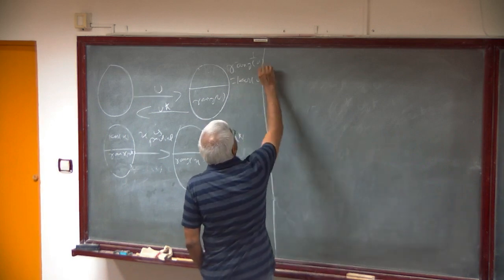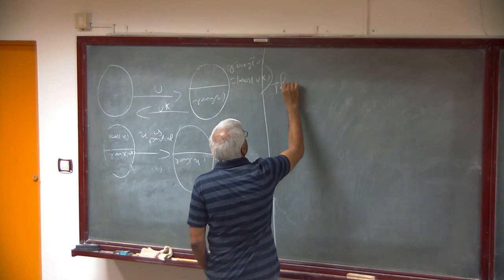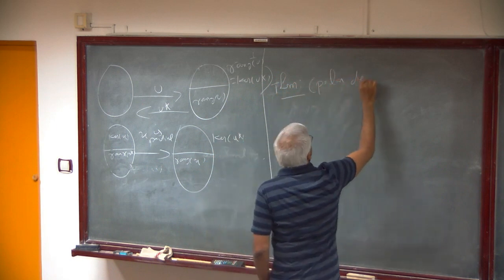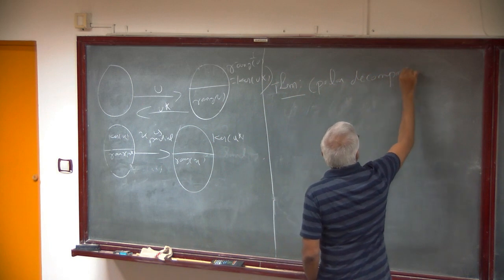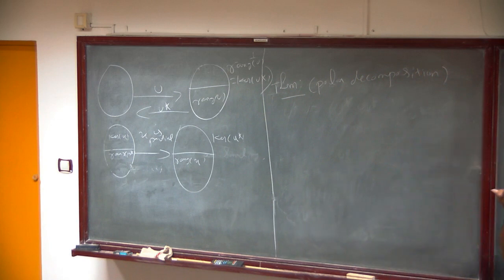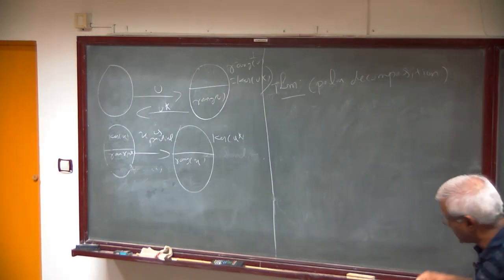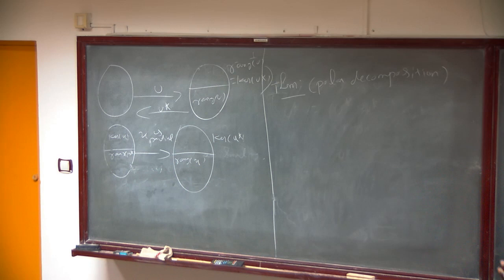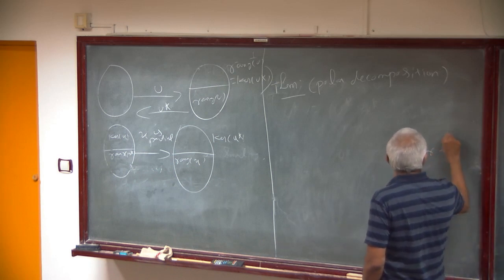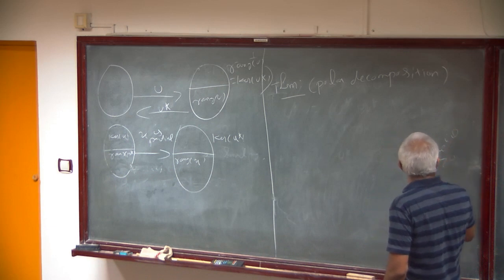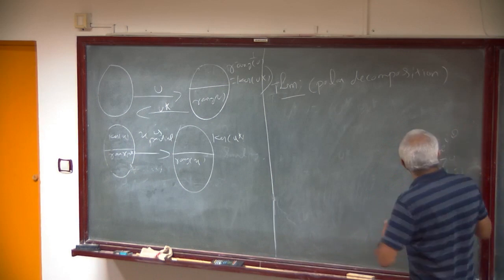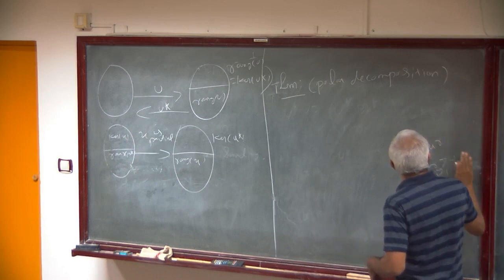So we want to prove the following theorem, which is called polar decomposition. It is very similar to the polar decomposition for complex numbers. If you have a complex number Z, it can be written as r greater than 0 times e to the power i theta, which has modulus 1.